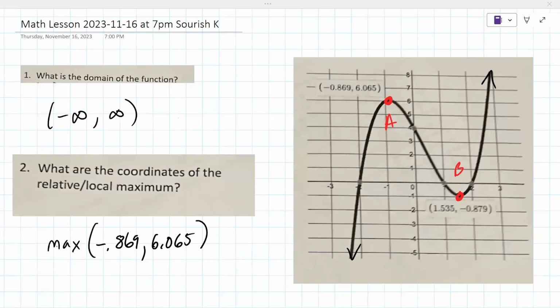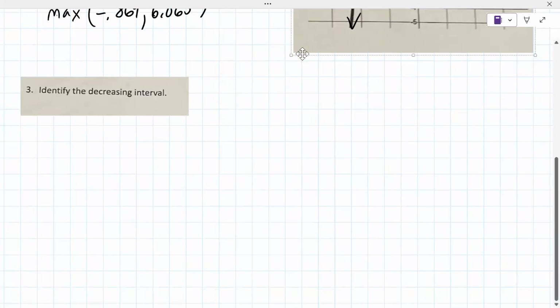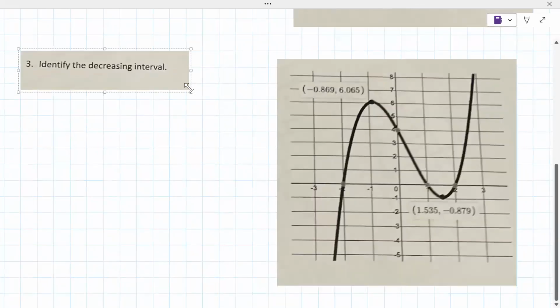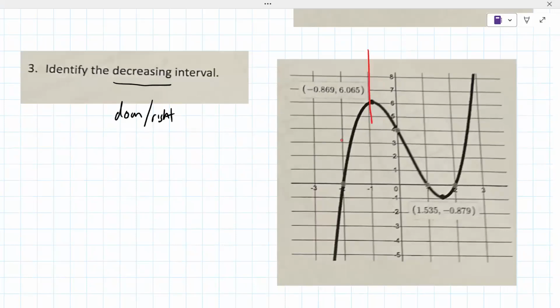All right, so the third question says to identify the decreasing interval. What do you remember about decreasing? Decreasing is when the graph is going down and to the right. Yep. So I'm gonna break the graph up into three regions. Region one, region two, region three.